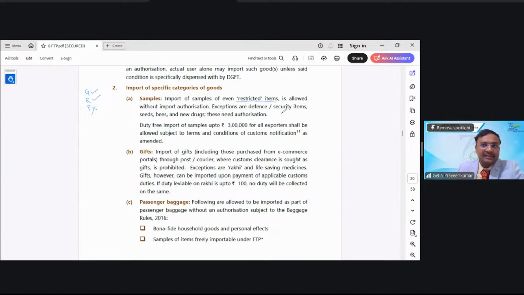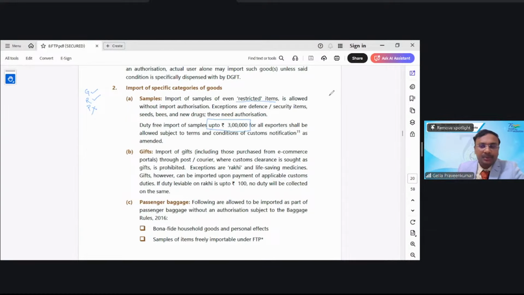Exceptions are defense, security items, seed-based new drugs. These need authorization. Duty-free import of samples up to rupees 3 lakh for all exporters shall be allowed subject to terms and conditions of customs notification.